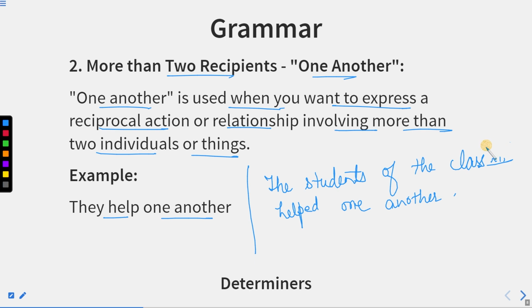Now let me write this 12th like this. Not this, but this. Class 12th helped one another. Now, if there are students, obviously there must be more than two. That is the strength of class 12th, of course. So the students here refers to more than two. The students of the class 12th helped one another. So here we are using the expression one another and not each other, because here we are talking about more than two people only. Now let us move to the next one.